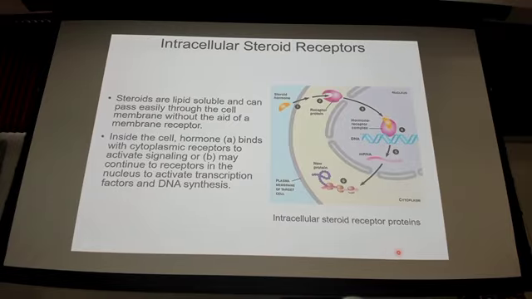Here's just another example of how steroid receptors act. Again, they pass through the cell membrane with ease. They bind to the intracellular receptor that sends a signal to the nucleus to cause genes to be transcribed and translated into proteins, and that protein is going to exhibit a specific biological response. Any questions about that? That makes sense.